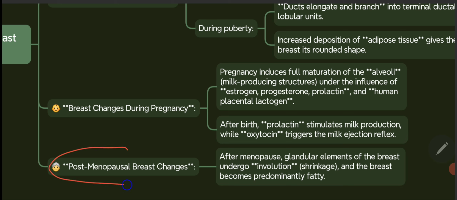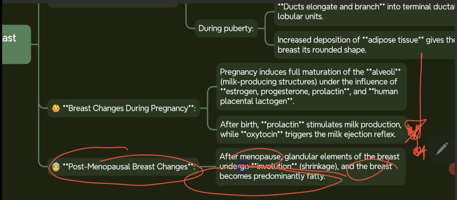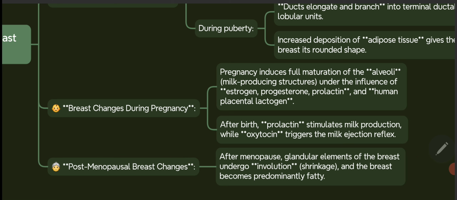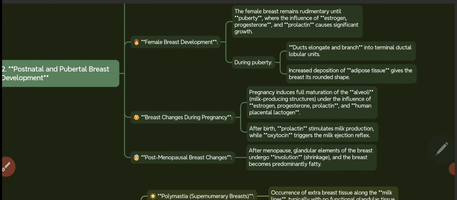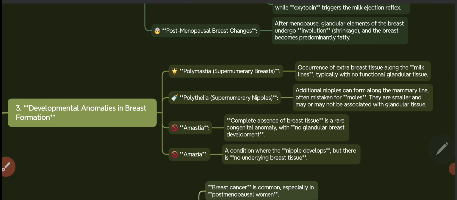What are the postmenopausal breast changes? After menopause, the glandular elements of the breast undergo involution. They become small and shrink up, and the breast becomes predominantly fatty. Those are the changes we will see in pregnancy and the postmenopausal period. The next part of the video is the developmental anomalies of the breast.